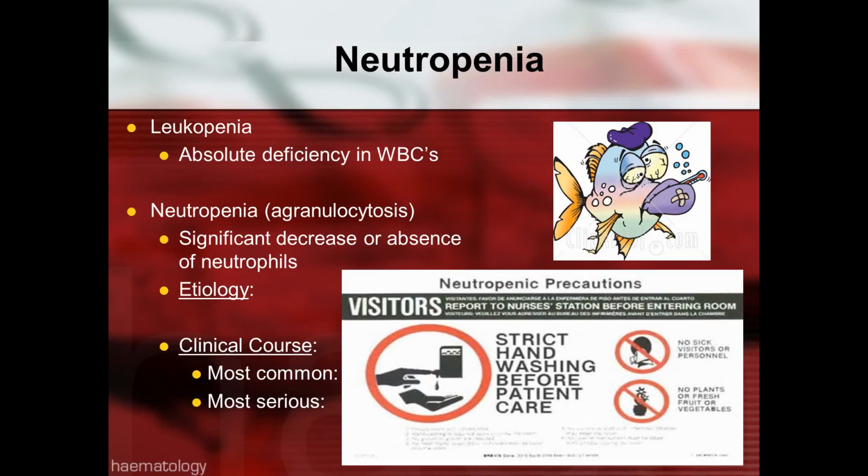Skin infections and oral infections, mouth lesions, are the most common sites that we see affected, but the most serious site is the respiratory infections because the usual inflammatory response is not there. But nevertheless, if we see a fever in someone with neutropenia, we should always assume it to be of infectious origin.